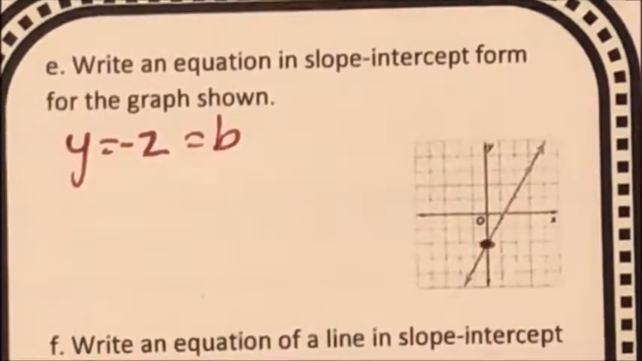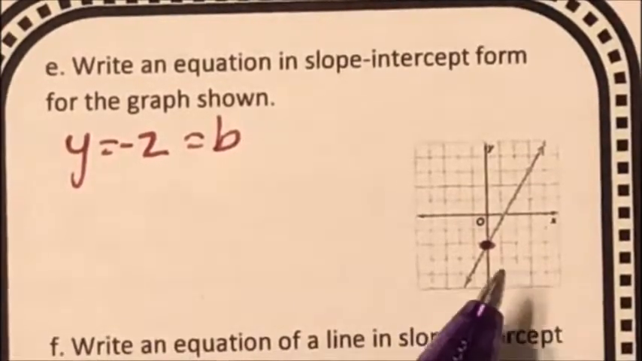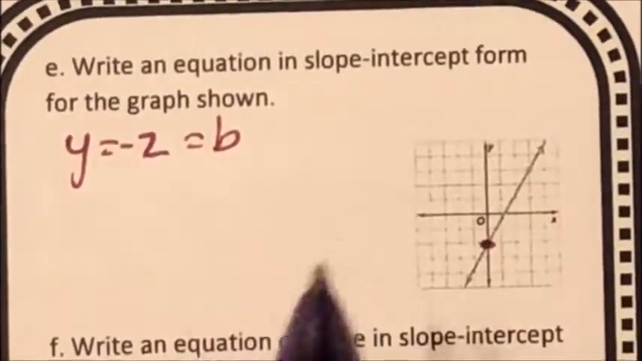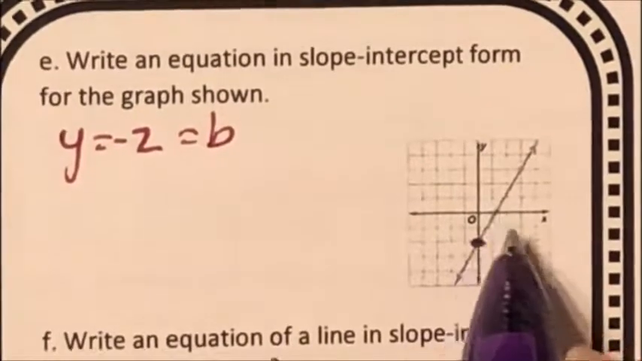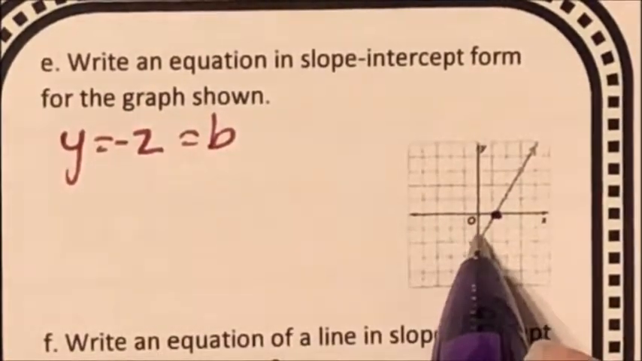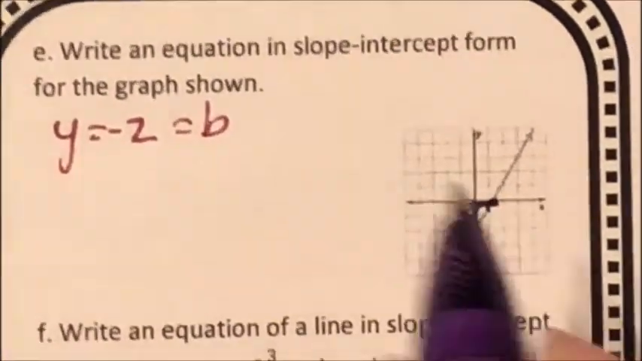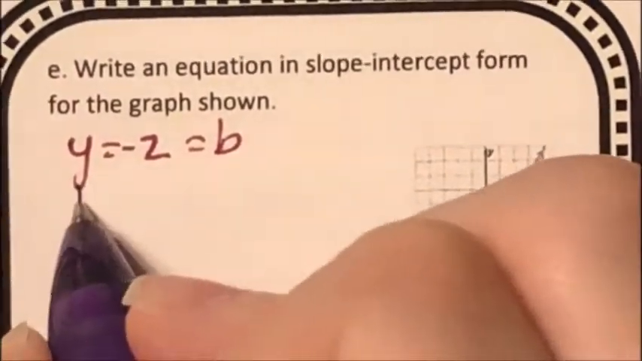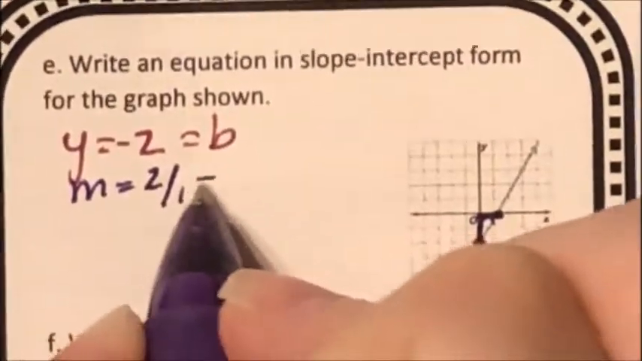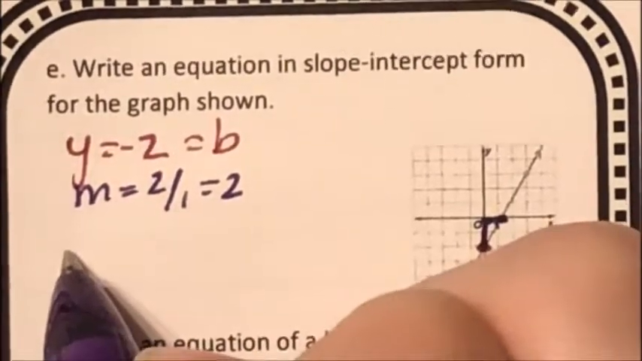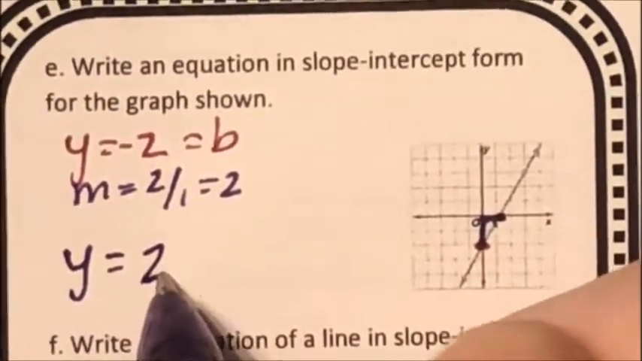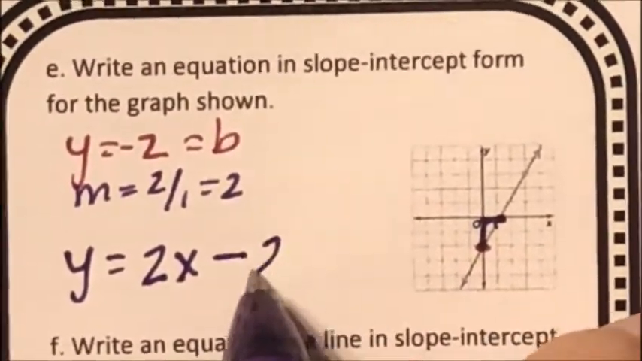Okay, and then in order to figure out the slope, I look at where it crosses the next point, which is right here. So it tells me to go up 2 over 1. So my slope is 2 over 1, or 2. So my formula is y equals 2x minus 2.